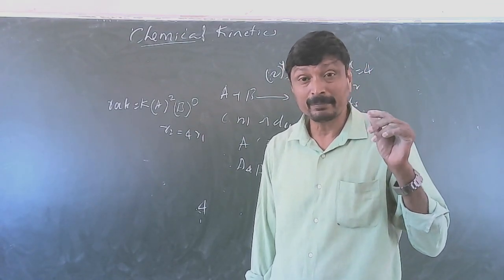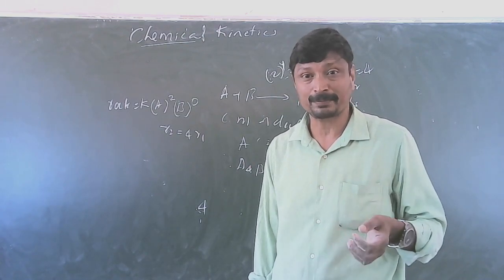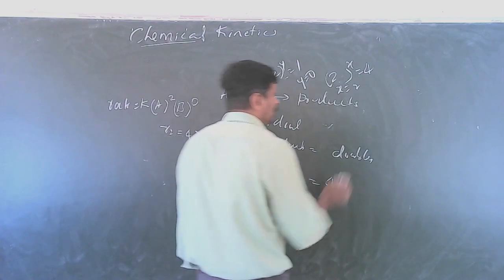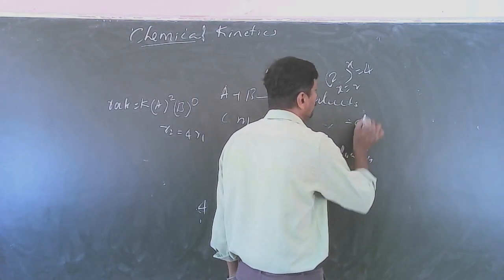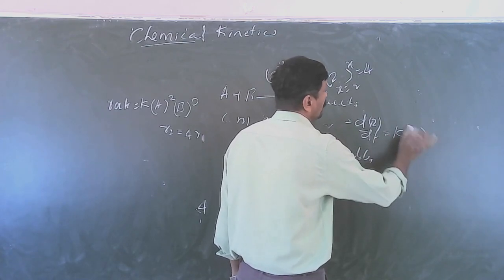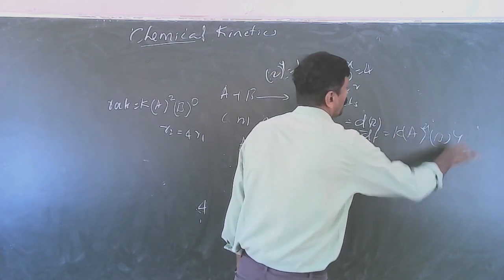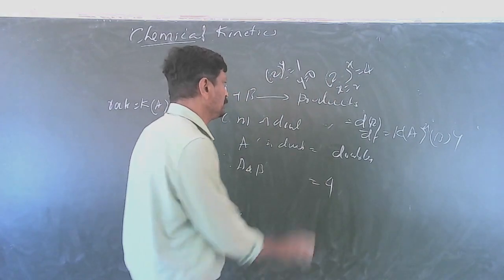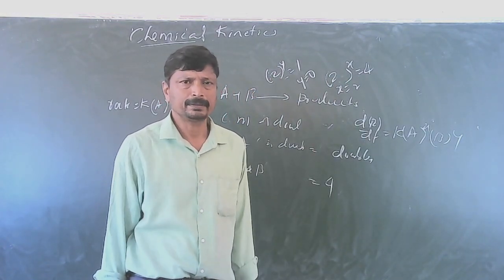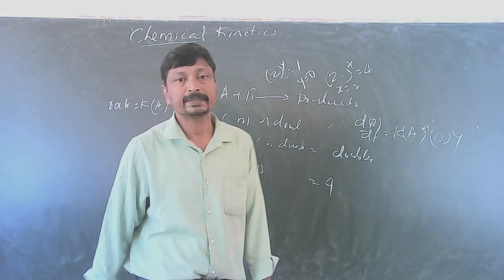Sometimes in the exam I ask to write the differential rate expression. So what is it? The two reactants are there. So rate is equal to the differential formula dR by dt, is equal to k into A to the power of x and B to the power of y. This is actually correct. We have to find out what x and y are.